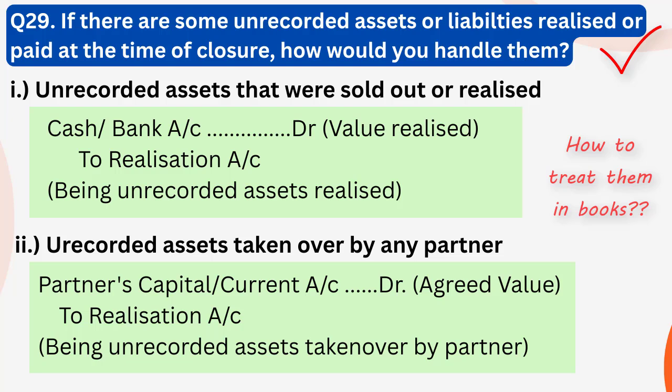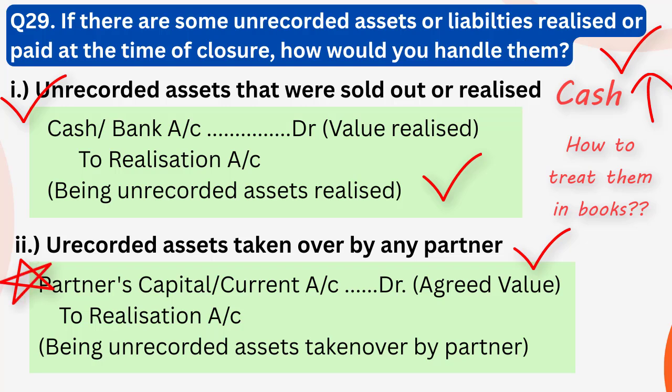Let's deal with the assets first. For unrecorded assets that were sold out or realized, they increase the firm's cash and the amount is credited to the realization account because it's part of the dissolution process. And the entry would look like this. If these unrecorded assets are taken over by any partner, in that case, the entry would look like this.